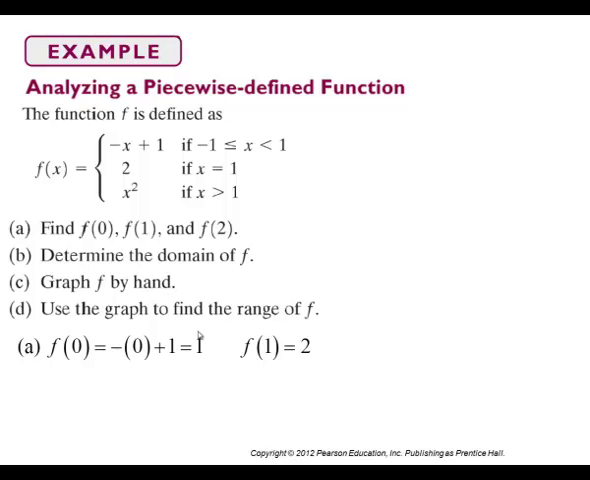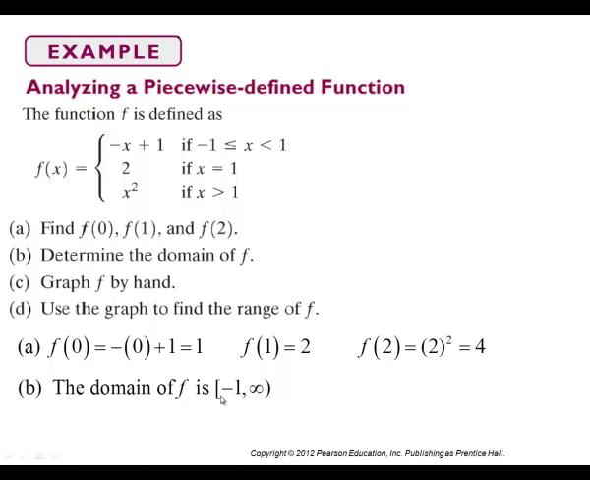We're going to use the graph to find the next one, which is find f of 2. Well, 2 is greater than 1, and so for x, this would be 2 squared. The 2 would fall into this graph here. And so 2 squared would be equal to 4.